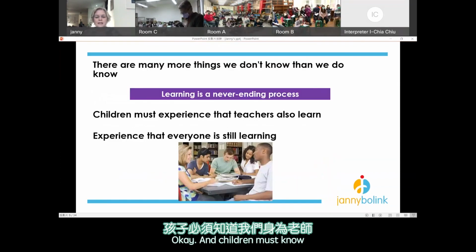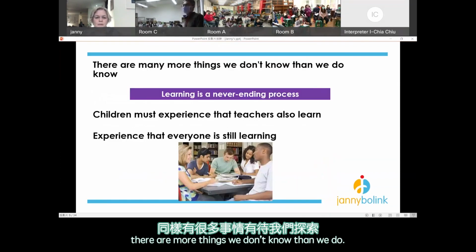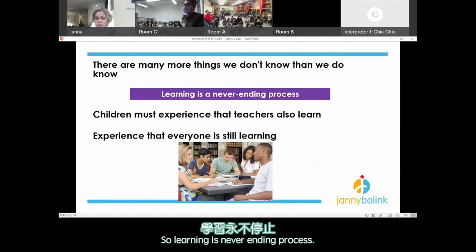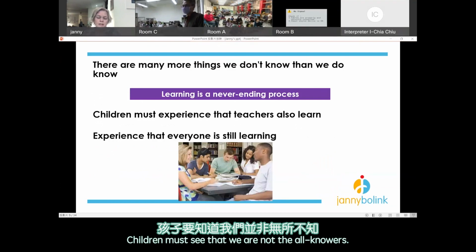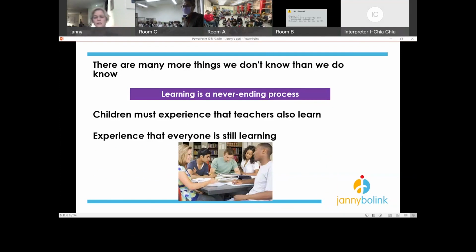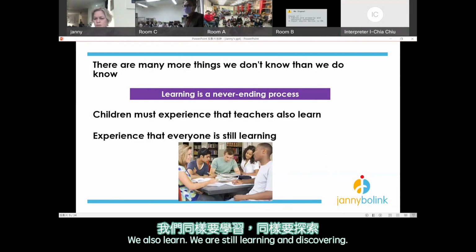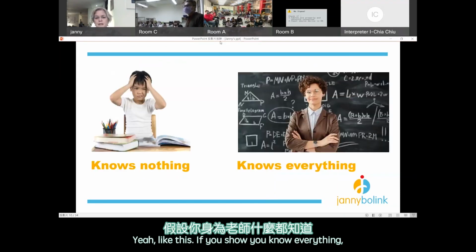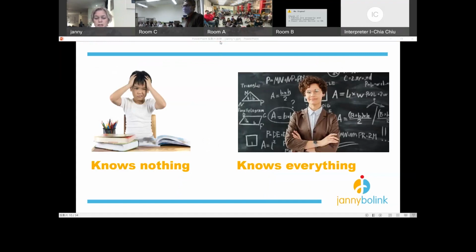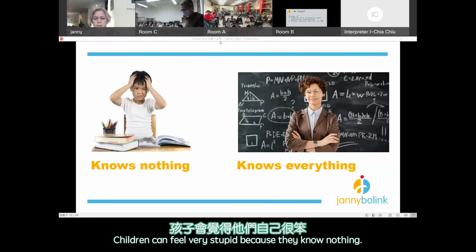Children must know there are more things we don't know than we do. So learning is a never-ending process, and children must see that we are not the all-knowers. We also learn. We are still learning and discovering. If you show you know everything, children can feel very stupid because they know nothing.